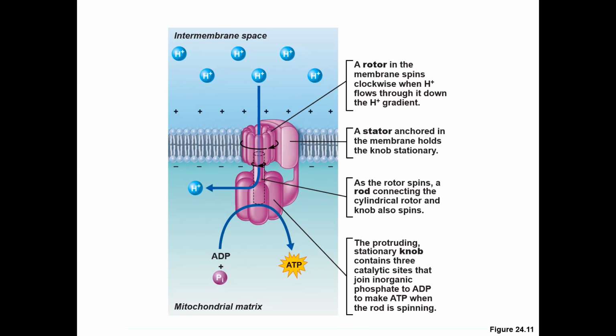The hydrogens come through and cause the rotor to spin. And when the rotor spins, it causes this knob to spin here. And the movement of the knob is what forces the inorganic phosphates onto the ADP. The mechanical energy gets transferred. We're taking chemical energy and transferring it to mechanical energy, back to chemical energy.